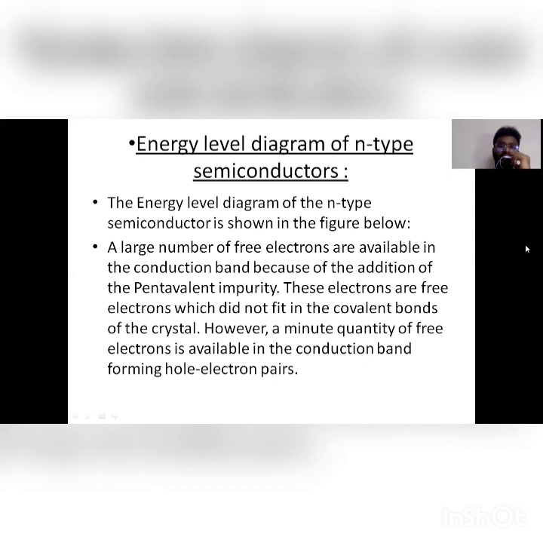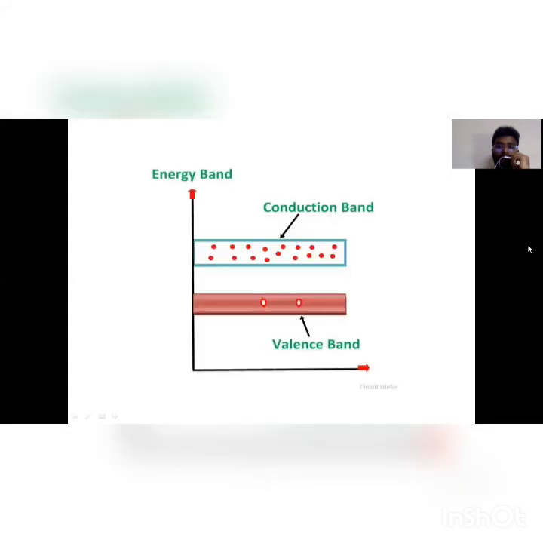Energy level diagram of n-type semiconductor. The energy level diagram of an n-type semiconductor is shown in the figure below. A large number of free electrons are available in the conduction band because of the addition of the pentavalent impurity. These electrons are free electrons which do not fit in the covalent bonds of the crystal. However, a minute quantity of free electrons is also available in the conduction band, forming electron-hole pairs. Here we can see in the diagram, the conduction band contains so many electrons, whereas the valence band does not contain many holes.